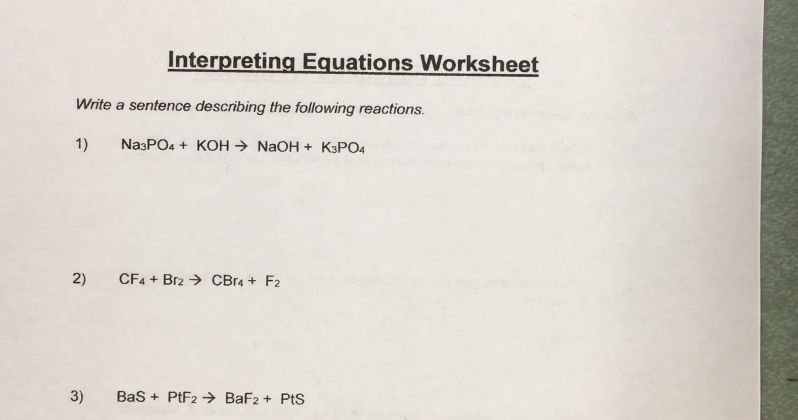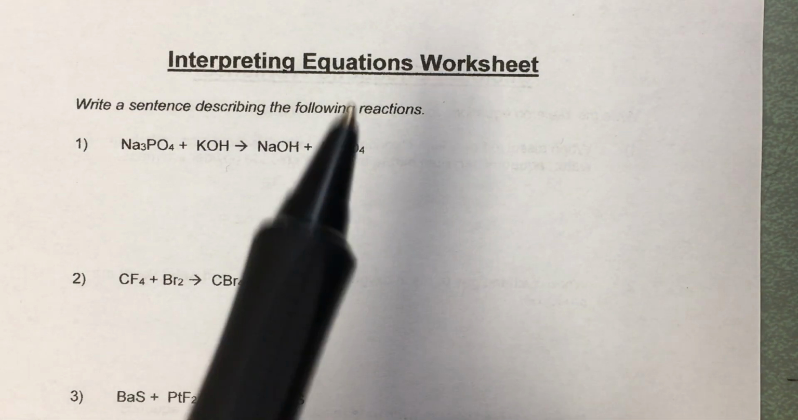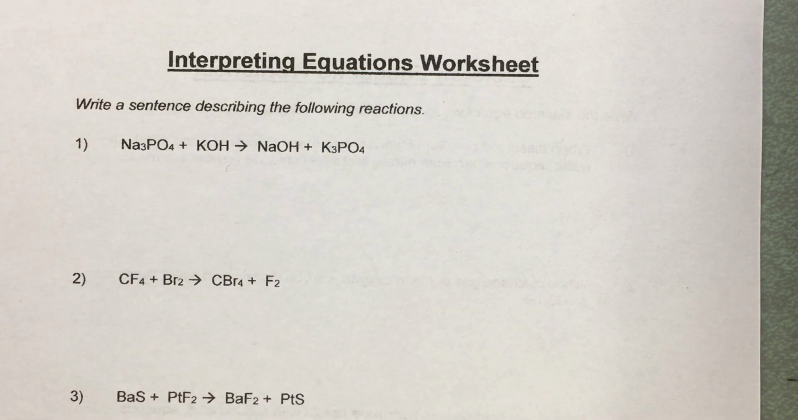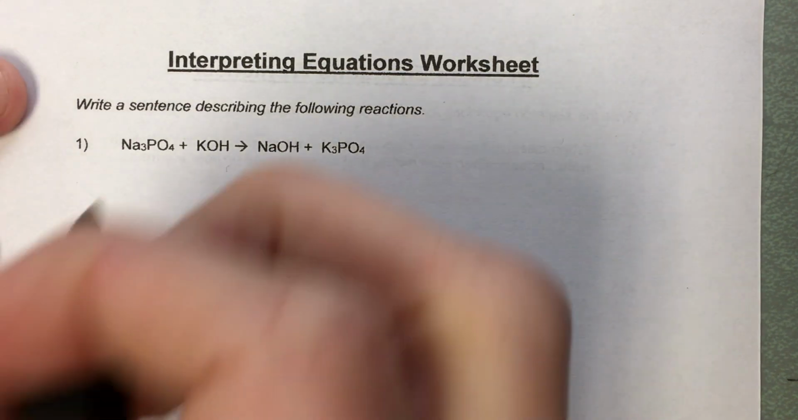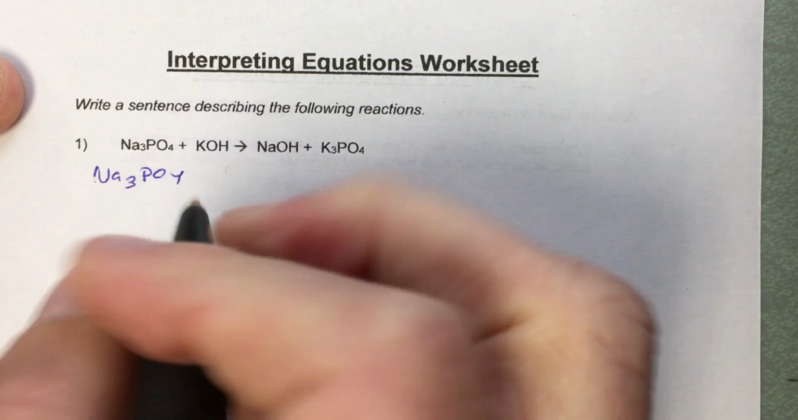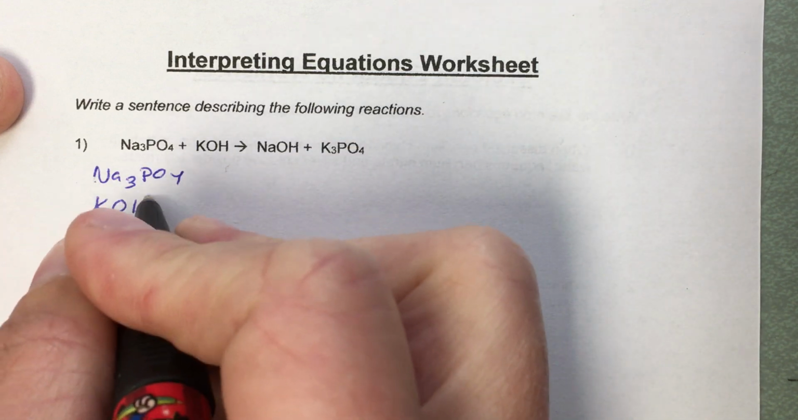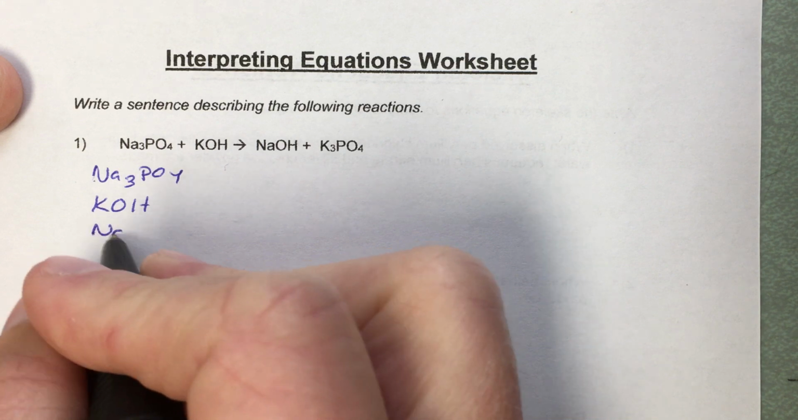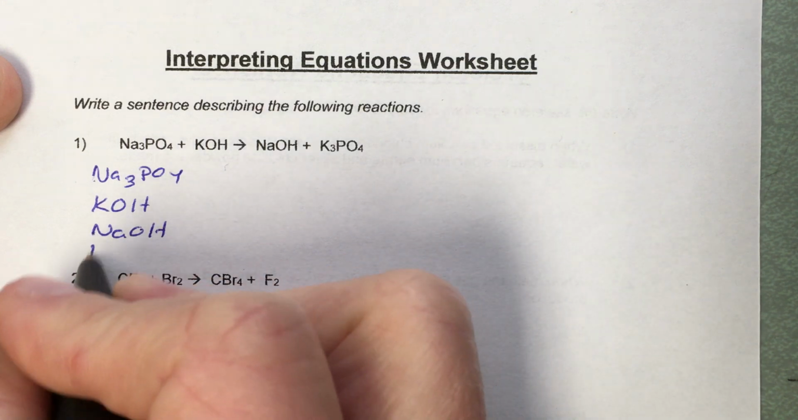All right, let's take a look at taking a skeleton equation like this one and turning it into a sentence that describes the chemical change. The first thing that you should address is the nomenclature. We have 4 substances here, and we need to know the names of these substances before we do anything else.